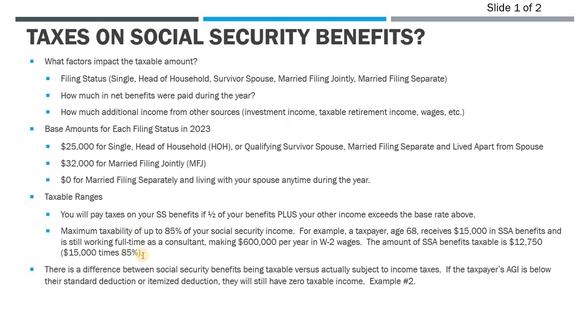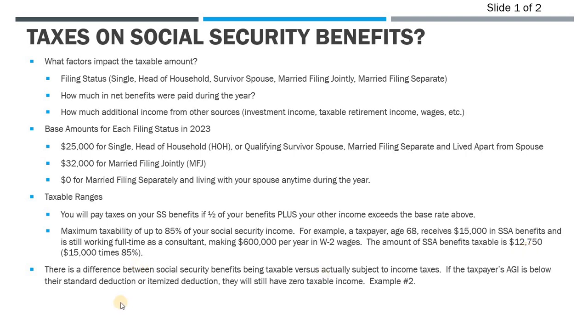Now, the maximum taxability of your benefits is limited to 85% of your SS income. So if we look at this example here, if you're age 68, you have $15,000 in Social Security benefits, but you still work full time, and this taxpayer makes $600,000 a year in W-2 income. So they're in that top income tax bracket. The amount of their benefits that would be taxable and included in income is still limited to 85%. So $12,750 would be included in taxable income.